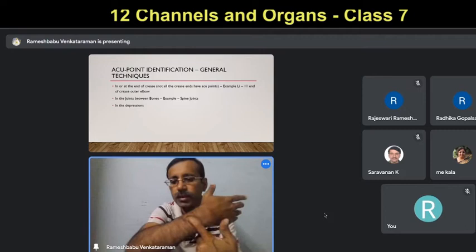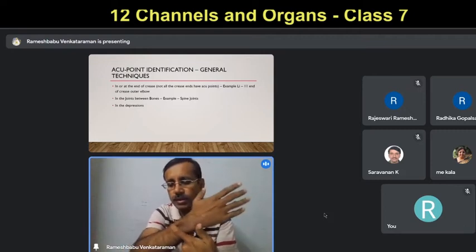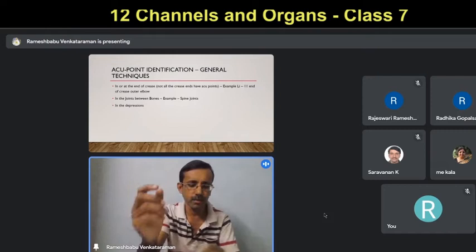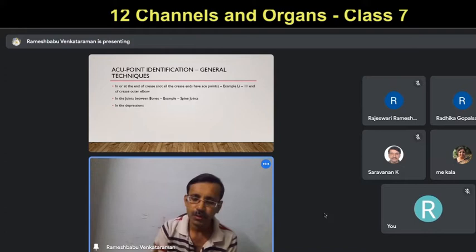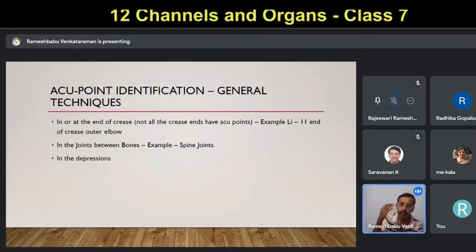You can see this point here. So there are many depressions in our body, and the points are there in the depression. Let me just recap. There are four places where the acupressure points are. That doesn't mean they are there only in those places. They are there all over the body. But the most important, common places where you can find points are: one is a crease, another is between the two bones, also in the joints, and also in the depression.